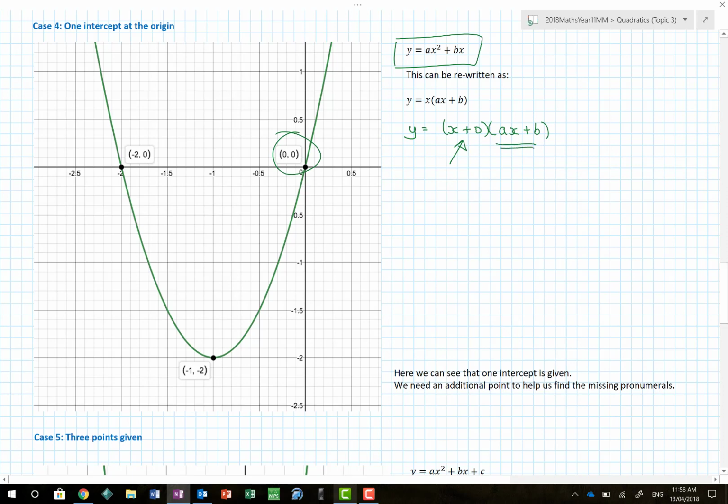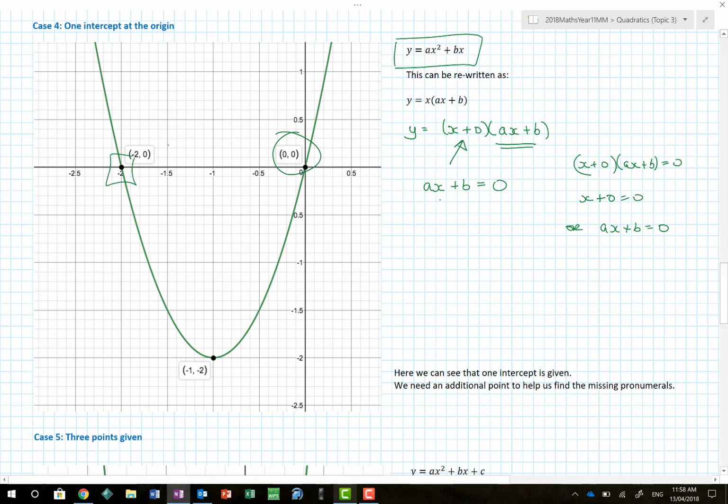So what I now know is that ax plus b must also equal 0. Why? Because we use the null factor law. For x plus 0, ax plus b to equal 0, null factor law says that either x plus 0 is equal to 0 or ax plus b is equal to 0. How's that going to help me? Well, ladies and gentlemen, it just so happens that I have an x value. Really? Yes, I have an x value of minus 2.